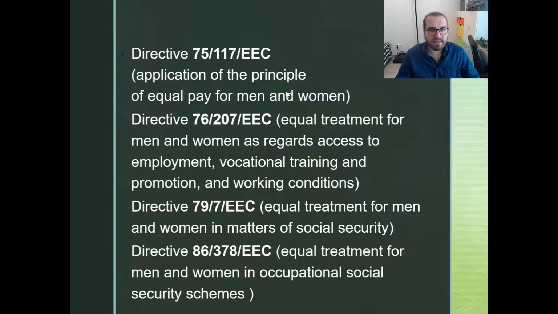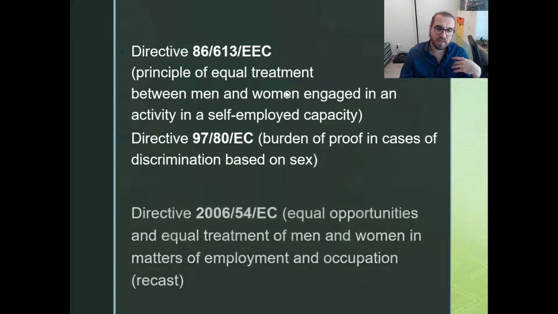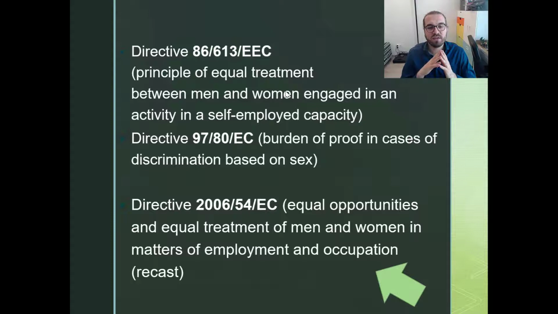As I said, this is an area where you have very important legislative action of the EU. I will not read all the content of this slide. You have the slides in PDF on eCampus. So you have a large number of directives, culminating with the more recent one, the Directive of 2006, the Framework Directive on equal treatment between men and women. So this is your reference for all cases related to discrimination between men and women.